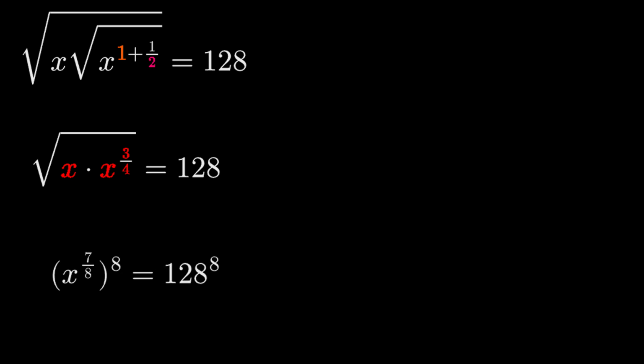Now we raise both sides to the power of 8. For the left side, we multiply 8 with this fraction, so the 8 cancels out. We can now take the 7th root of both sides, and on the left side, the 7 cancels out, and on the right side, we can write it in fractional exponent form. Now you can use your handy calculator to evaluate this one. Then we got x is equal to 256.